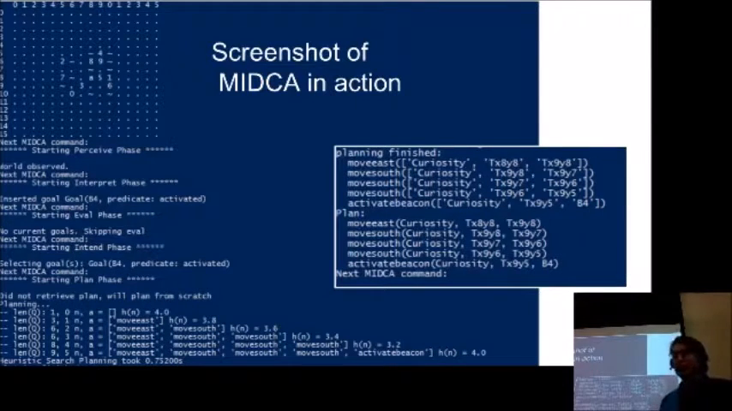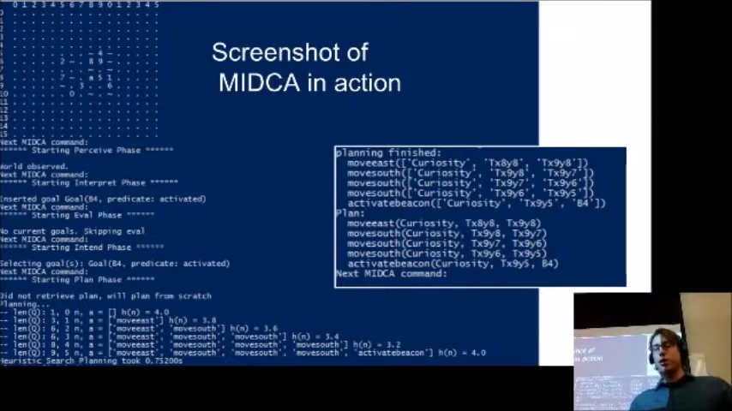So what does a MIDCA look like in action? When you're running in a simulated domain, at the top left you have the visual representation for the human using this, and you see that it's going through each of the phases: perceive on the left, then interpret, where it's inserting a goal, then evaluation, which isn't doing anything. It goes to intend, where it chooses the goal that was generated in the previous interpret phase, and then planning. Planning computes a search. This is using a heuristic search planner, we have other planners, and we get a plan, and then we start executing it. So this is what it looks like if you're going to start running it.